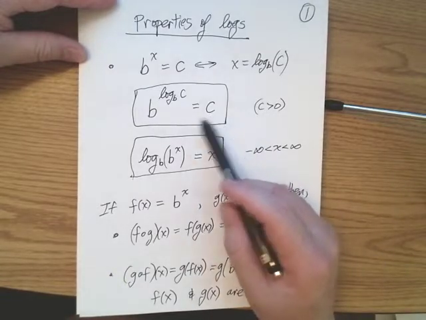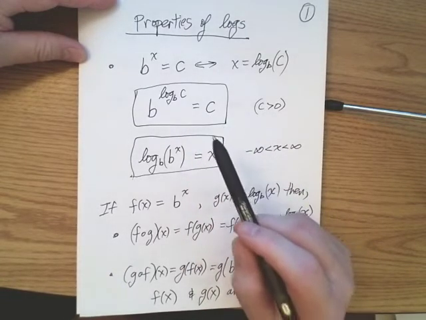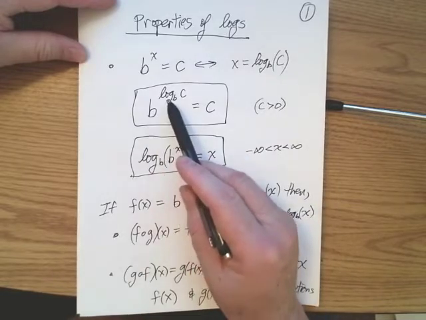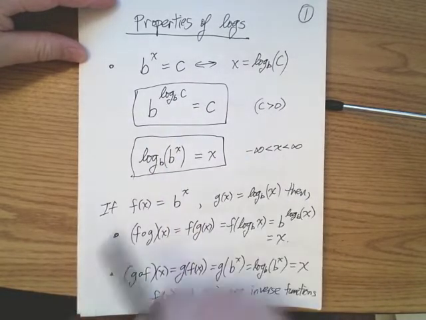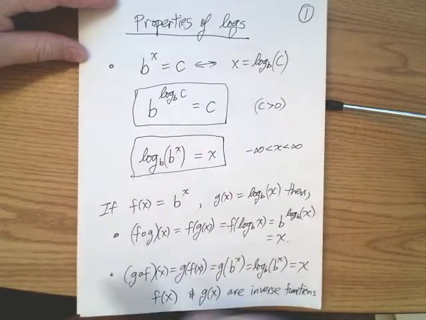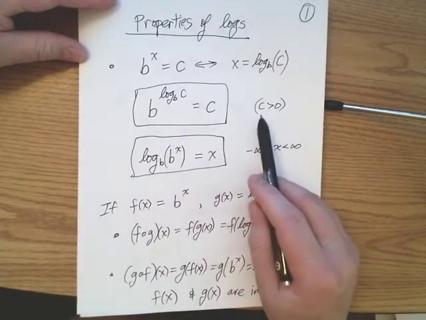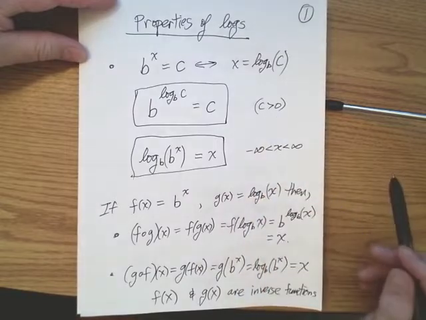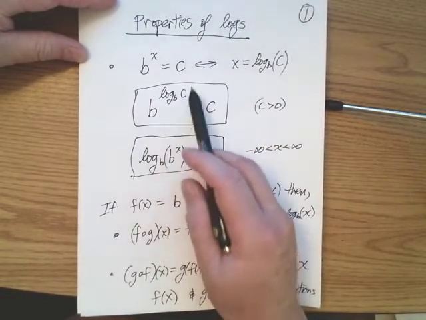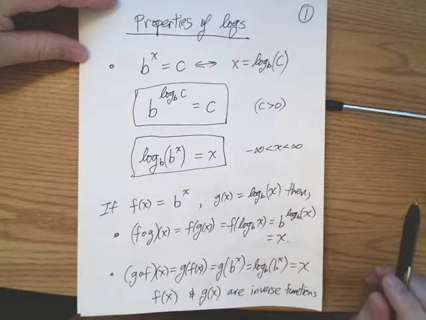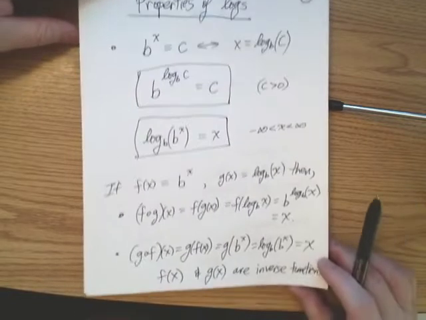This is going to be a way of thinking about the definition of logarithms, right? It's the power I have to raise b to get c. It's the exponent, the power I have to raise b to get c. By the way, c is going to have to be greater than 0, because remember the value of any exponential is going to be what? Positive, right? Okay.